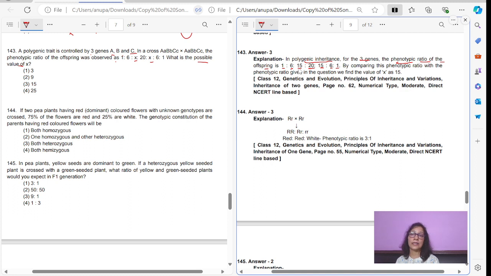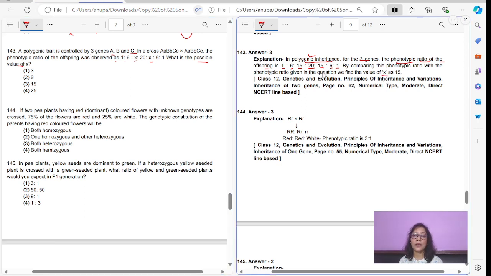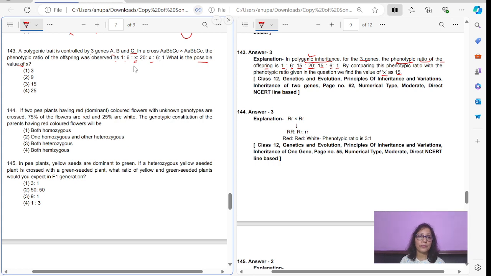You have to memorize this phenotypic ratio in case of polygenic inheritance, and by comparing this ratio with that given in the question, we can find out the value of x. By comparing this we find that the value of x should be 15. Here it is 1 is to 6 is to 15 is to 20 is to 15 is to 6 is to 1. So the answer for this question will be option number 3.